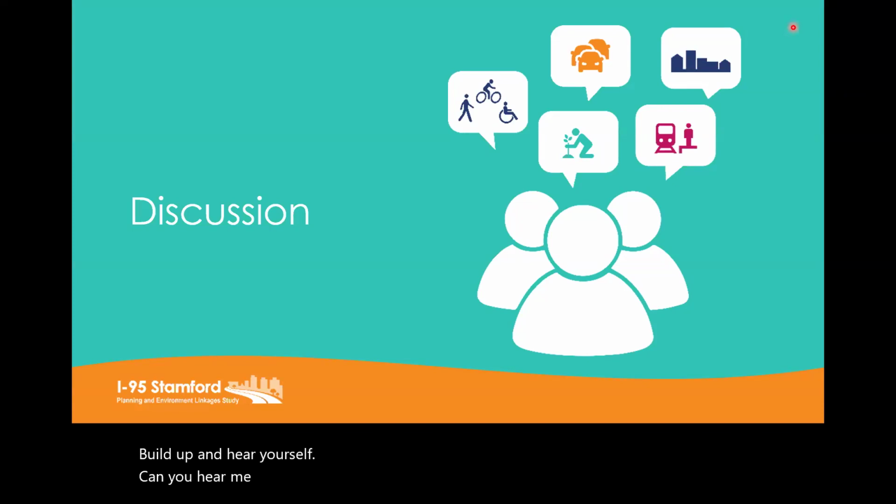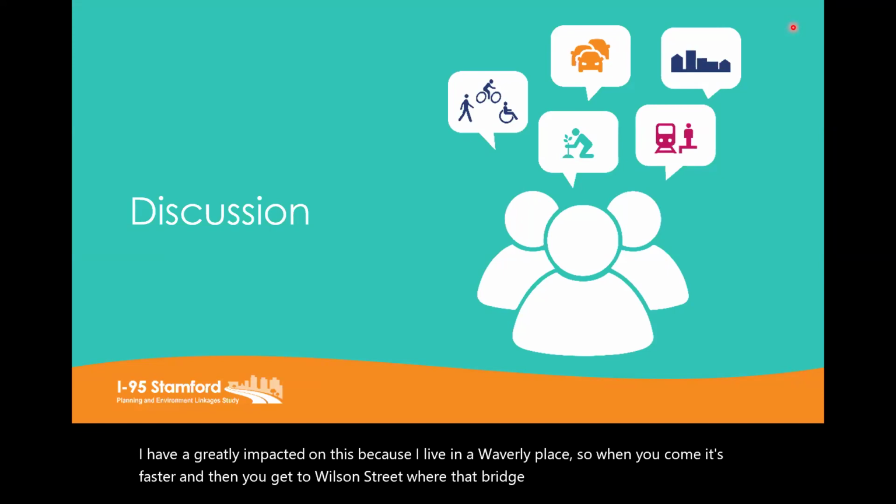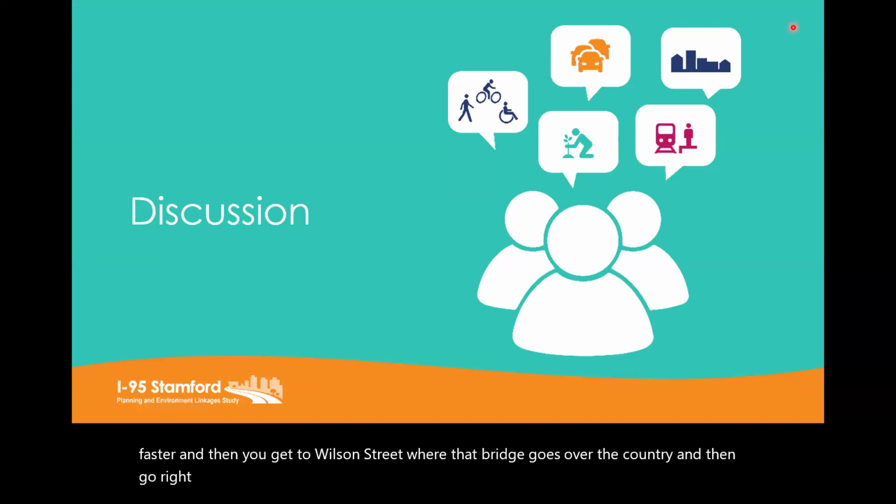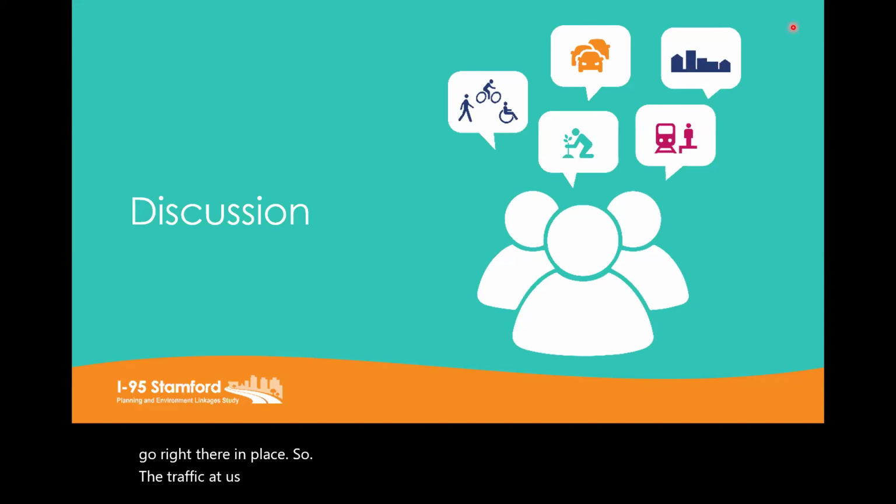Yes. Famous words. I'm greatly impacted by this because I live on Waverly Place. So when you come off of exit 6, it's Baxter, and then you get to Wilson Street where that bridge goes over the thruway, and then I'm right there, Waverly Place. So the traffic backups, everybody gets off of exit 6 and they fly through Baxter and Waverly when there's any type of traffic on 95.